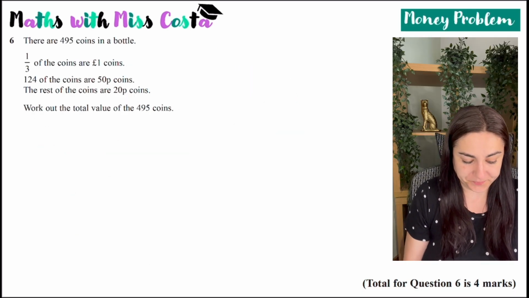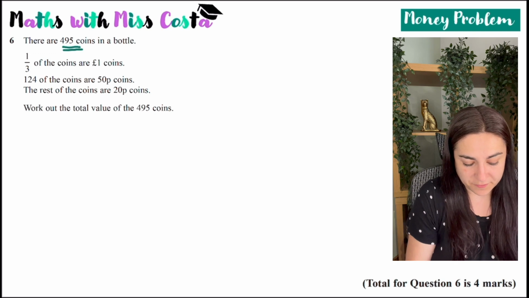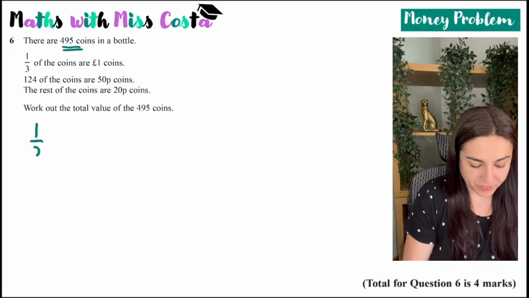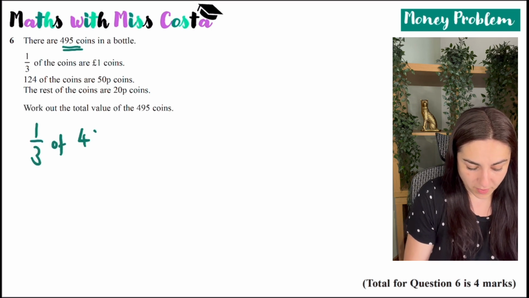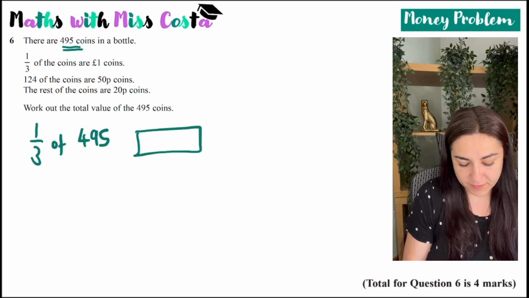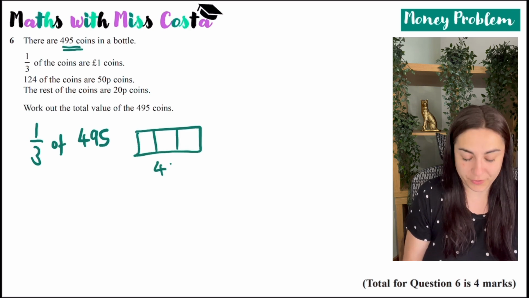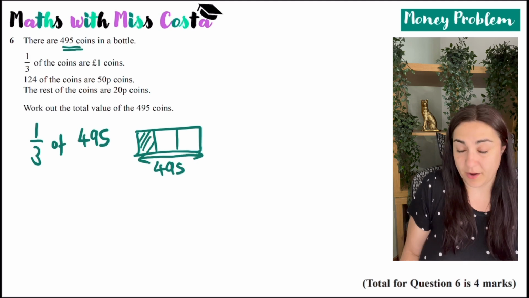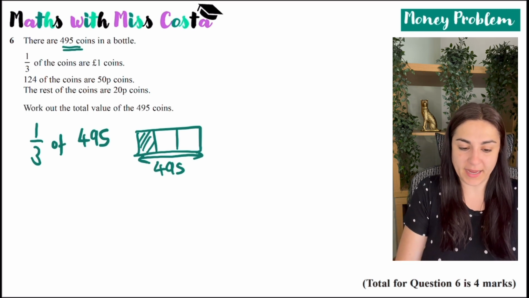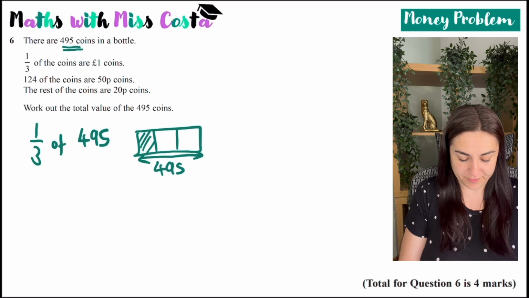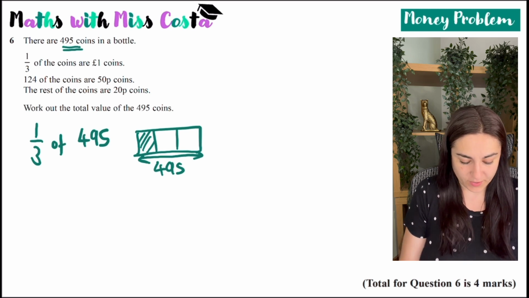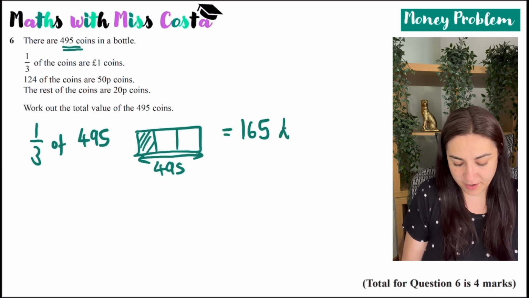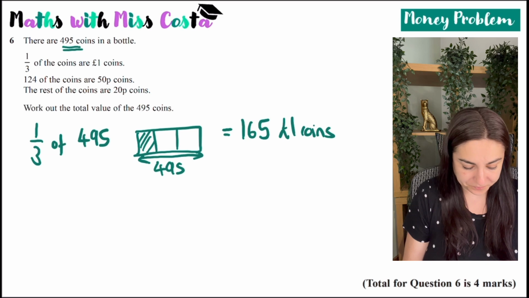Okay, next. I'm told that there are 495 coins in a bottle. 1/3 of the coins are £1 coins. So the first thing I want to do is work out 1/3 of 495. If I just try and visualize that, it means that 495 has been split into 3 equal parts, and I want 1/3 of that. So to work out 1/3, I would do 495 divided by 3, which is 165. So I know that there are 165 £1 coins.